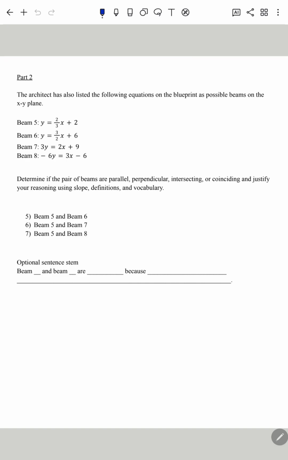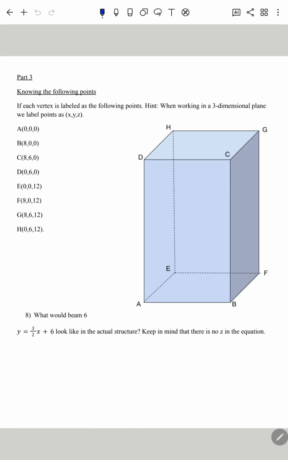Part 3 is where I think is going to be the most thought-provoking, and I will have the most people give up. So my part 3 is, if we have each vertex, and I gave them the vertices in a 3-dimensional plane, X, Y, Z, and I labeled all those points for them, what would beam 6 from the previous problem, which is 3/2x + 6, look like in the actual structure? And I told them, keep in mind that there's no z in the equation.